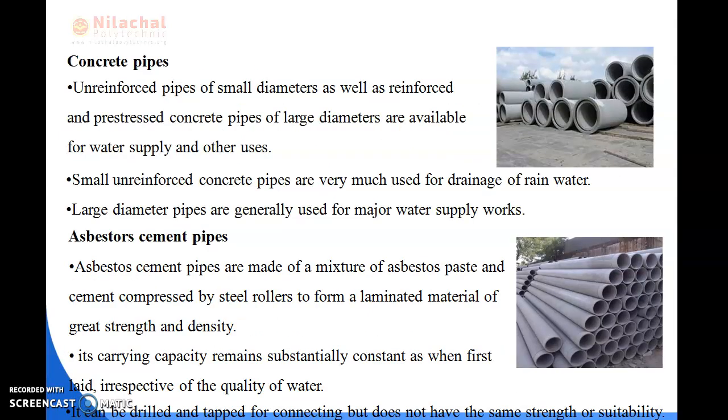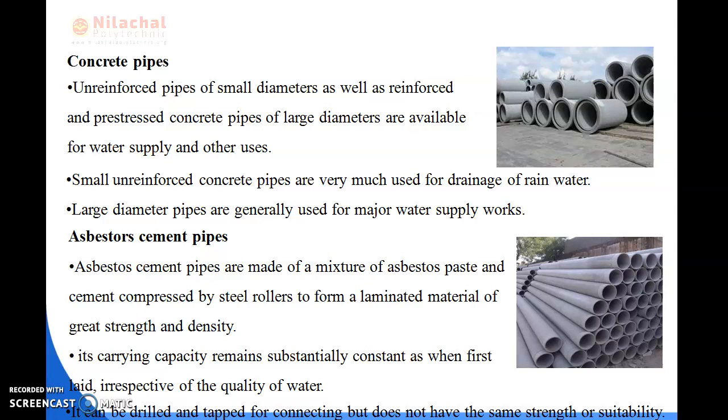Next is concrete pipes. You can see here the images of concrete pipes. They are made of concrete or masonry structures. Unreinforced pipes of small diameters as well as reinforced and pre-stressed concrete pipes of large diameter are available for water supply and other uses. Small reinforced concrete pipes are very much used for the drainage of rainwater. The large diameter pipes are generally used for major water supply work.